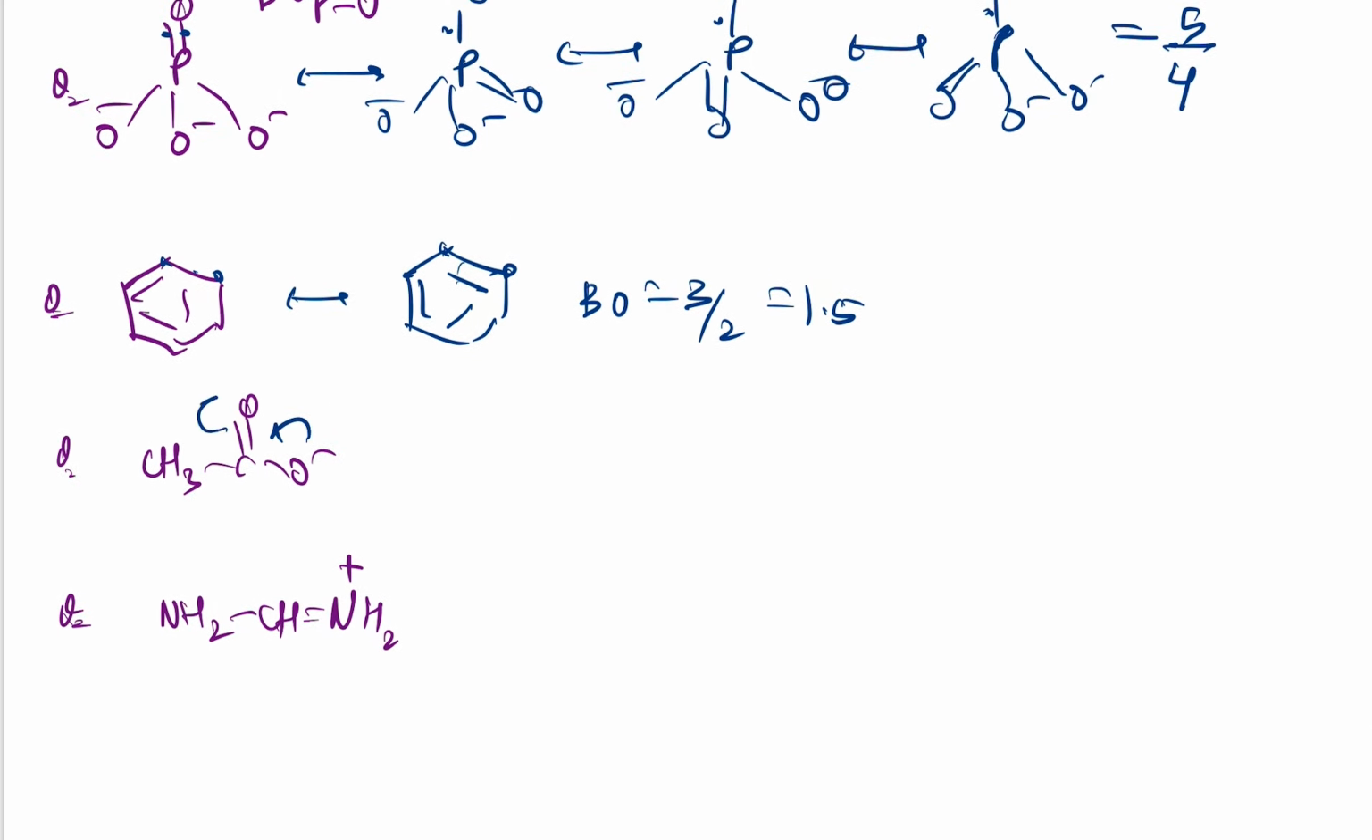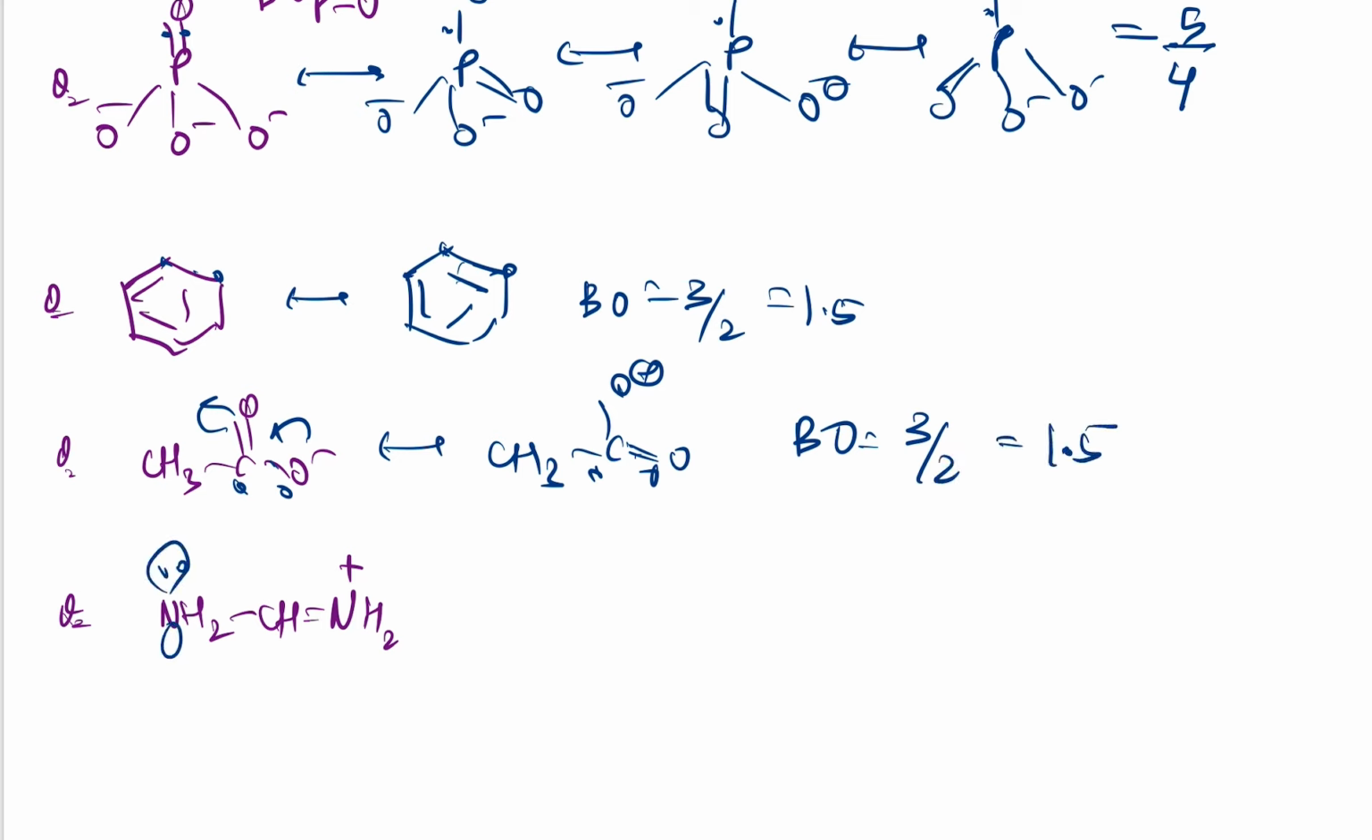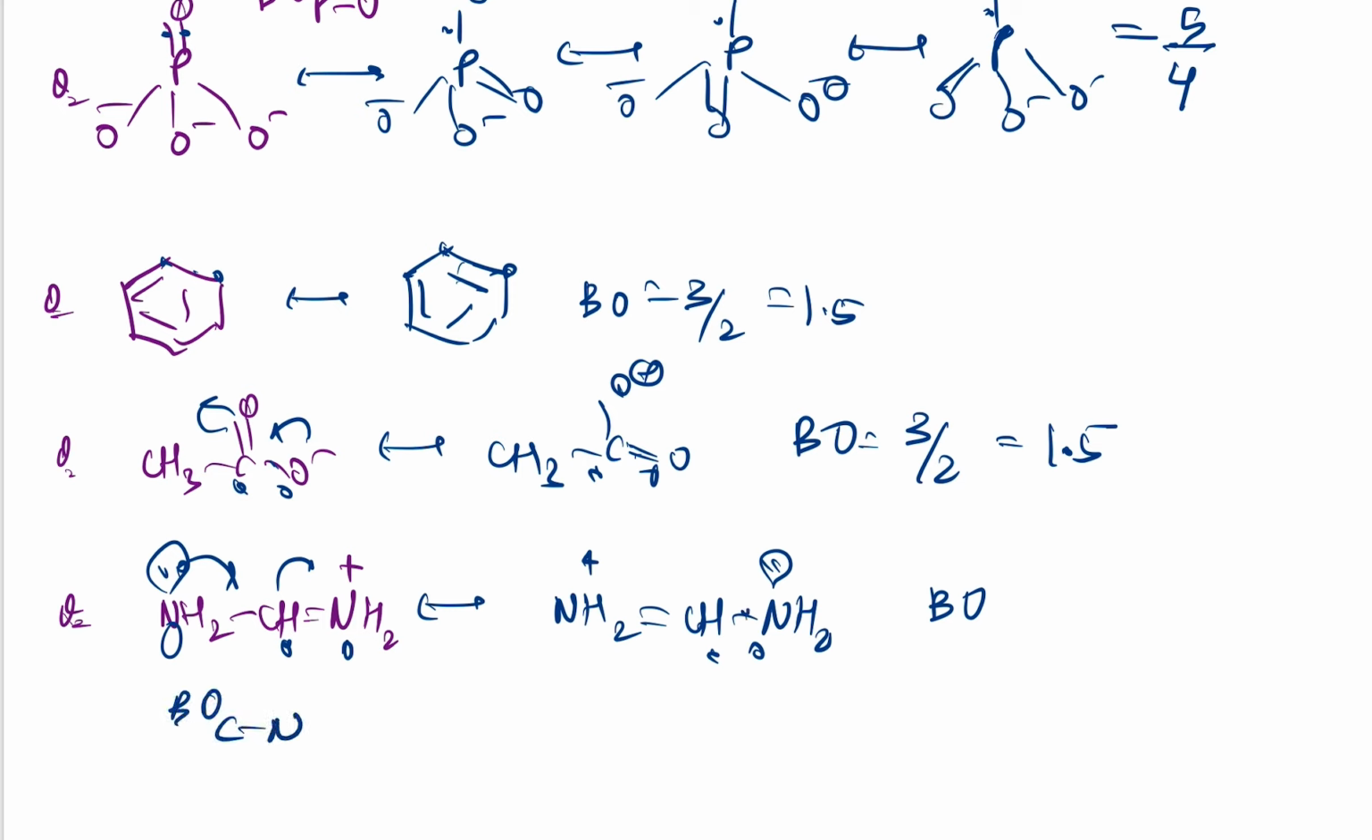CH3CO negative, it will go here, it will go here. So CH3, CO negative, double bond O. So for the bond order, fix any two bonds. 1, 2, 3. 3 by 2, it is 1.5. Here also we have a lone pair. It will go here and it will go here. It will form NH2 double bond CH NH2 and lone pair. So bond order, fix any two bonds. 1, 2. First of all, we have to fix that bond for which the bond order has been asked. So here the bond order asked is the bond order of CN. So 1, 2, 3. 3 by 2, which is 1.5.